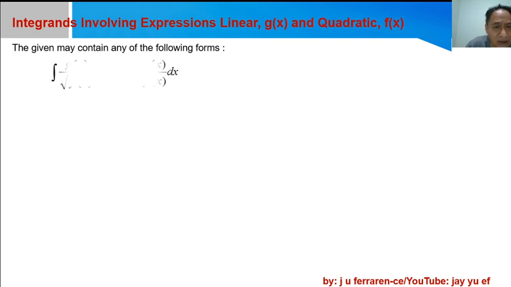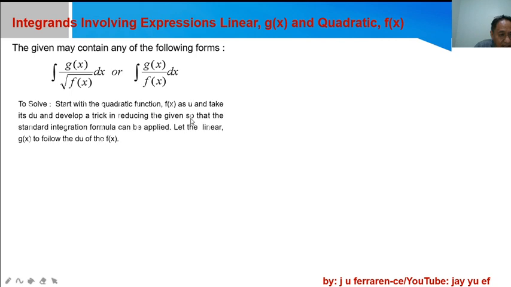may contain also a form containing a linear, and linear is represented with a general expression g sub x. So, it may contain a linear together with a quadratic. So, either the square root of f of x or the square root of the quadratic, then dx, or the integral of a linear over the quadratic function. Okay? So, how do we integrate this? To solve, you start with the quadratic function, f of x.